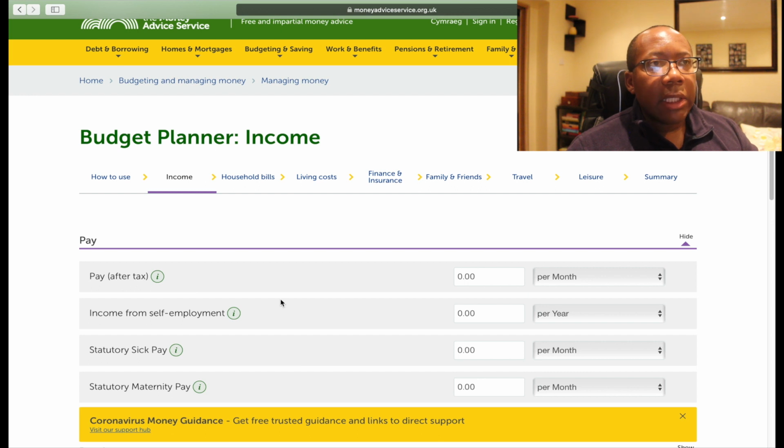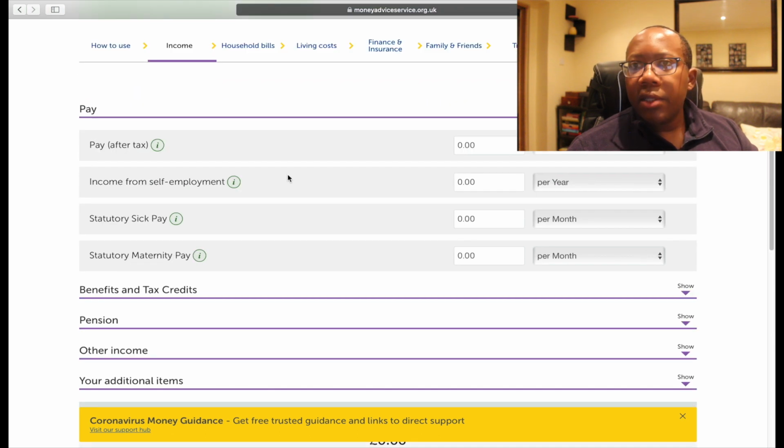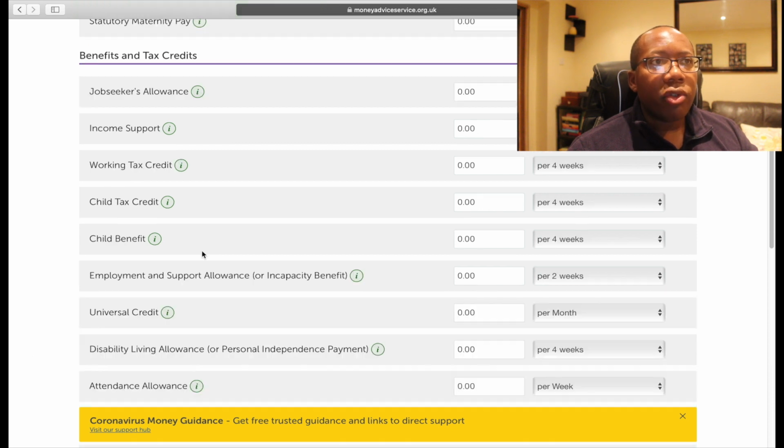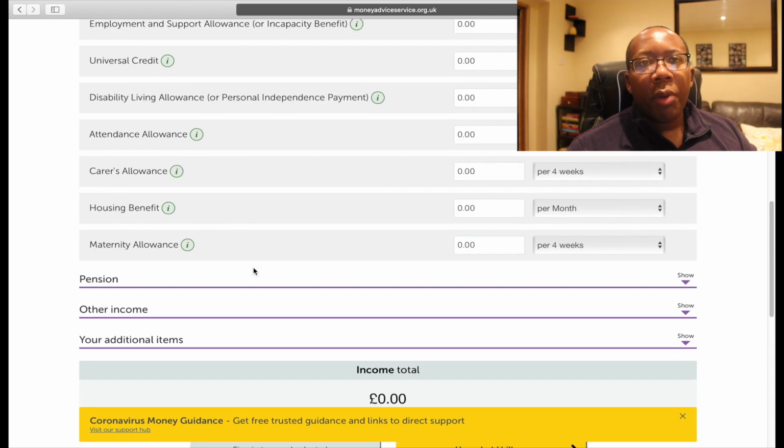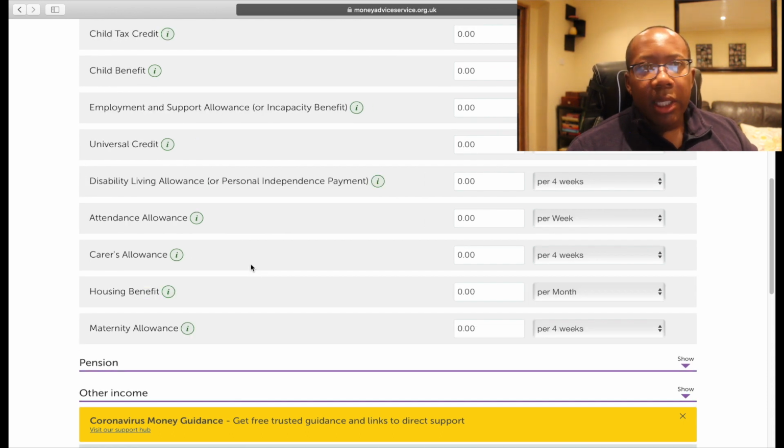The first part is to look at your pay. Hopefully that's fairly self-explanatory and you'll know exactly what money you've got that fits into those different buckets. We then move on to benefits and tax credits. So again, whatever your circumstance, just populate your number in there and these kind of calculators are going to do all of the really hard number crunching for you, which is great.